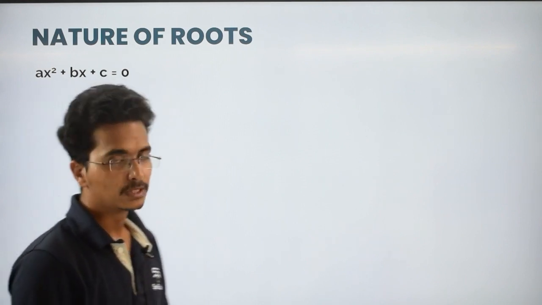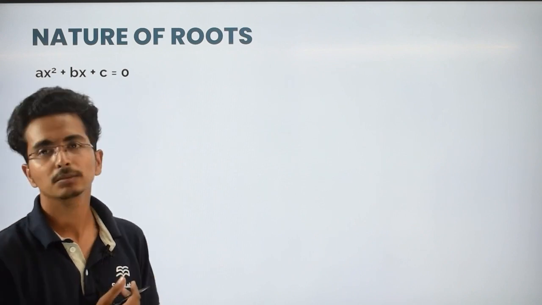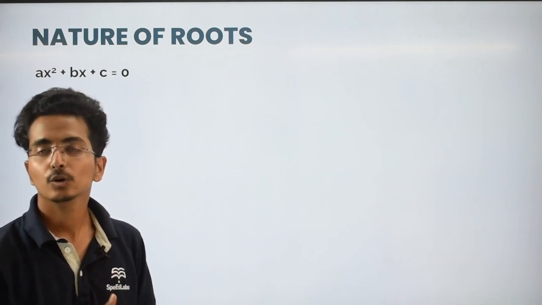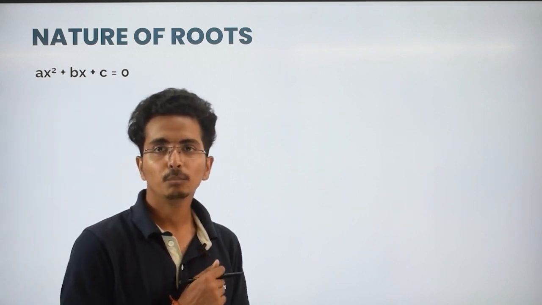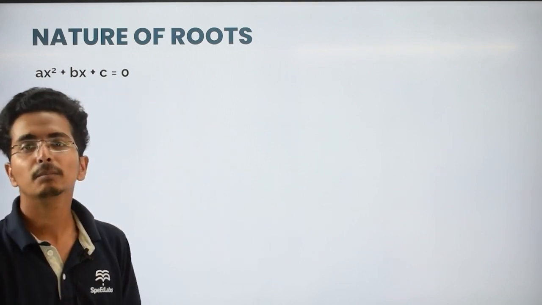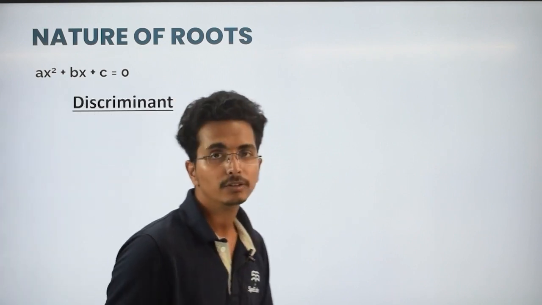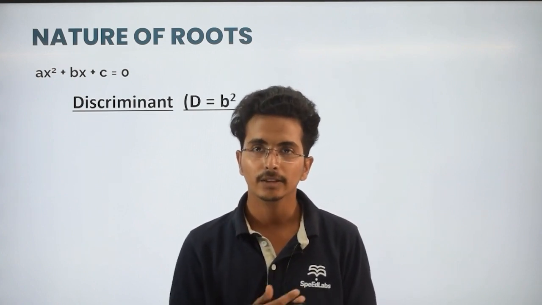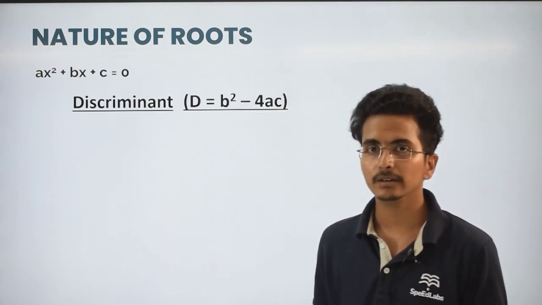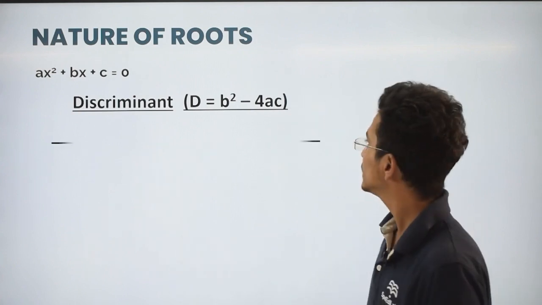When we saw the quadratic formula, I told you about one term in it, which was the discriminant, whose value is b square minus 4ac. One important thing: the value of d comes inside the under root. So with the help of the discriminant, we can tell the nature of the roots, what type of roots they will be, whether real or imaginary, with the help of this value of d.